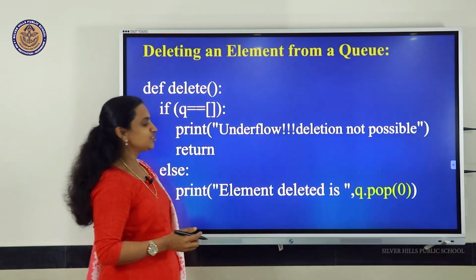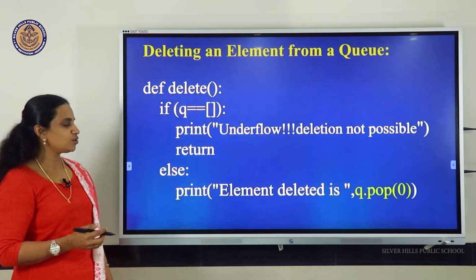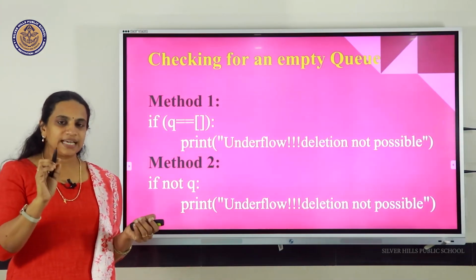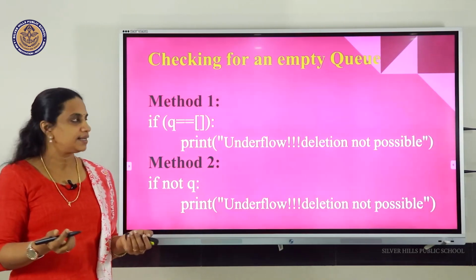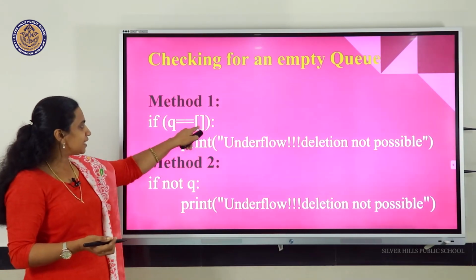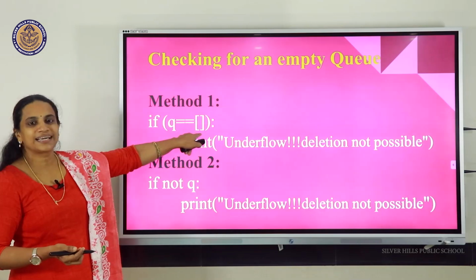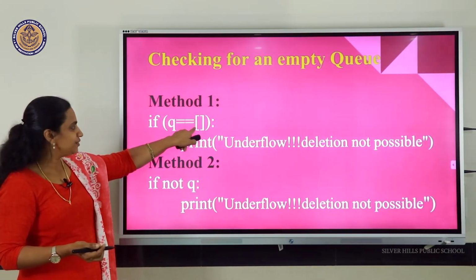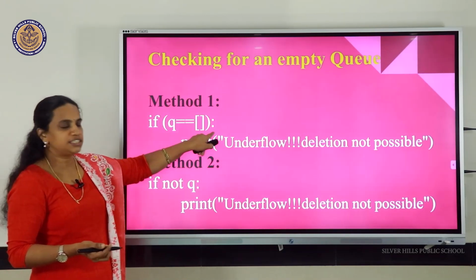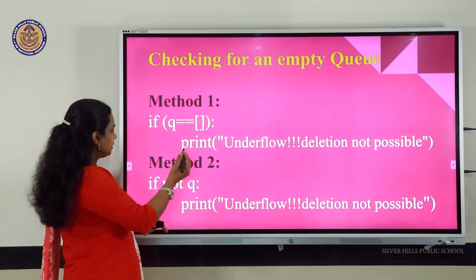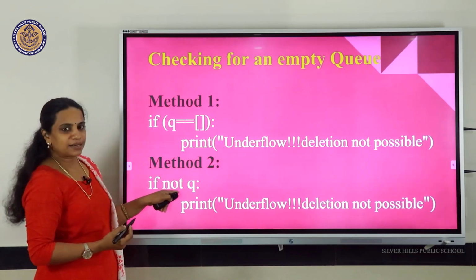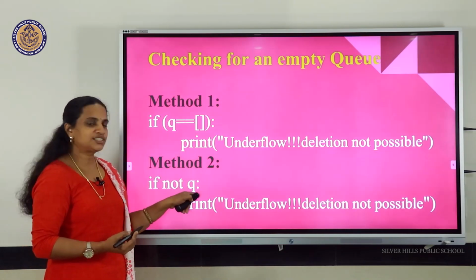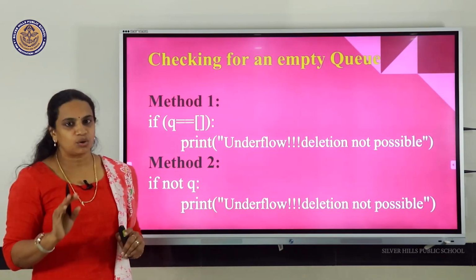Okay. Now, I think this concept is clear to you. This is also a very simple concept. If you want to check whether the queue is empty, there are so many methods. In the first method, you can check whether the queue is empty by using a square bracket: Q is equal to square bracket. It will check whether the queue is empty or not. And the second method is you can write the command if not queue. That also stands for whether the queue is empty or not.